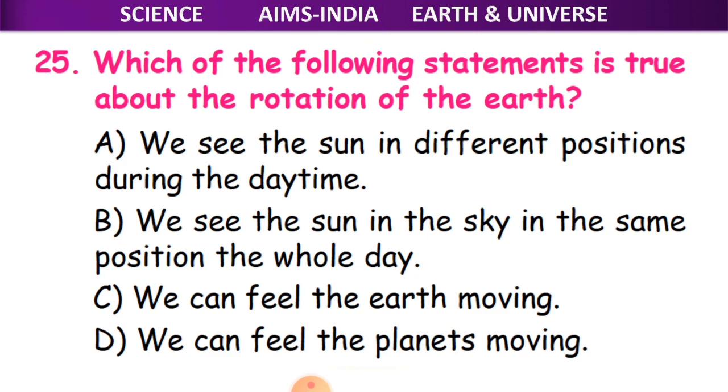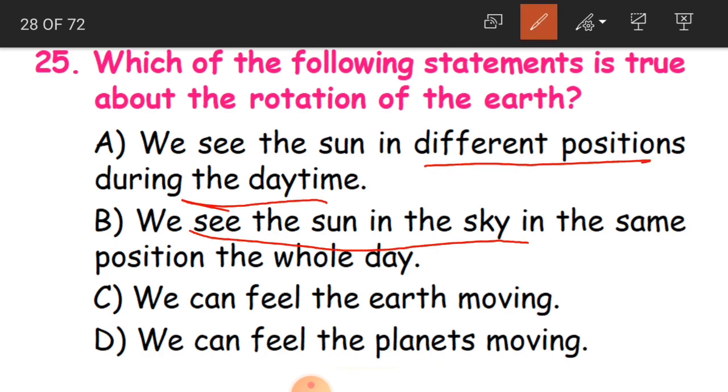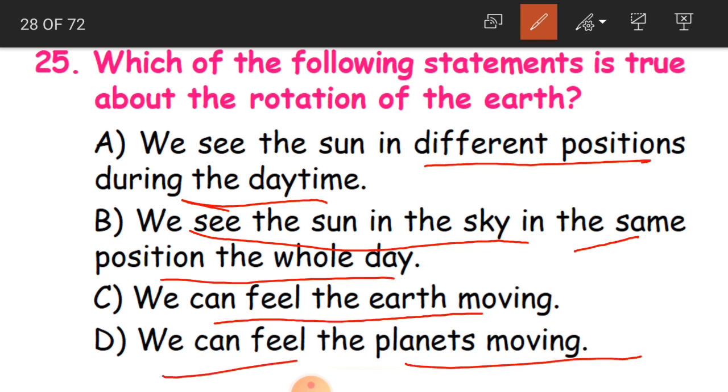And the last question for today. Which of the following statements is true about the rotation of the earth? We are talking about the rotation of the earth, which rotates around itself on its own axis. So which statement is true? A option is, we see the sun in different positions during the daytime. We see the sun in the sky in the same position the whole day. We can feel the earth moving. We can feel the planets moving. So A is the correct option.